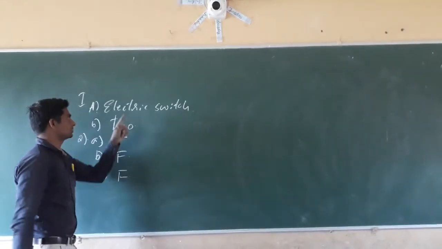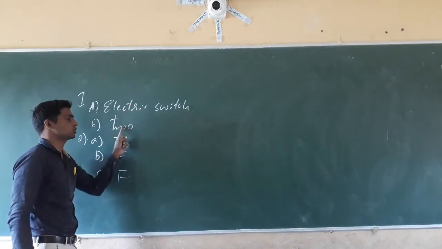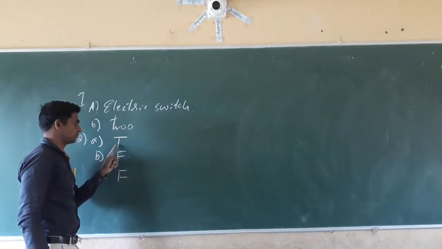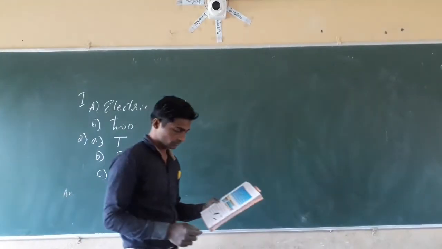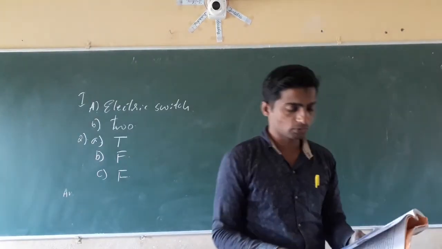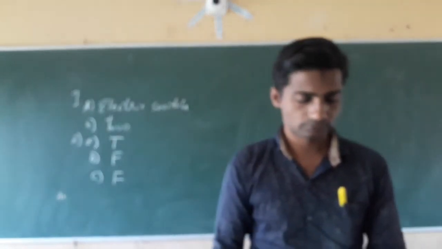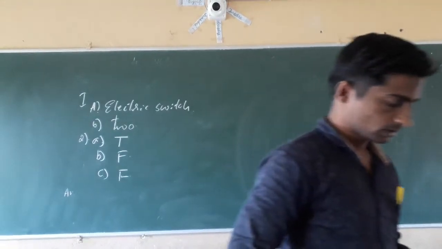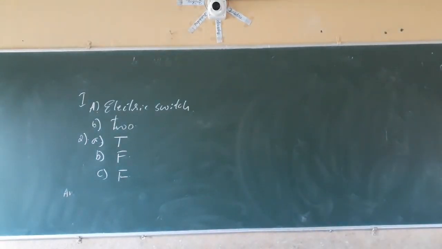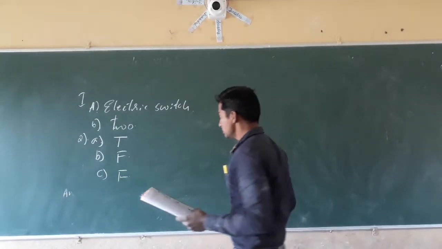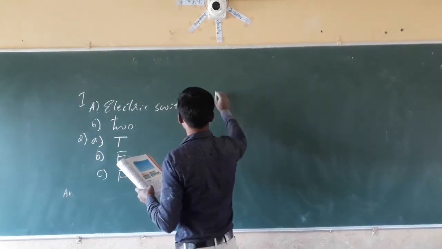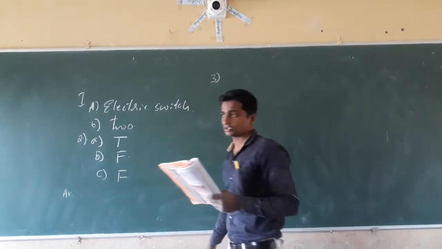See, you have to write the two fill in the blanks: electric switch, two terminals. Then the first one is true, then false and false. Next, come to the third question. See in your textbook.